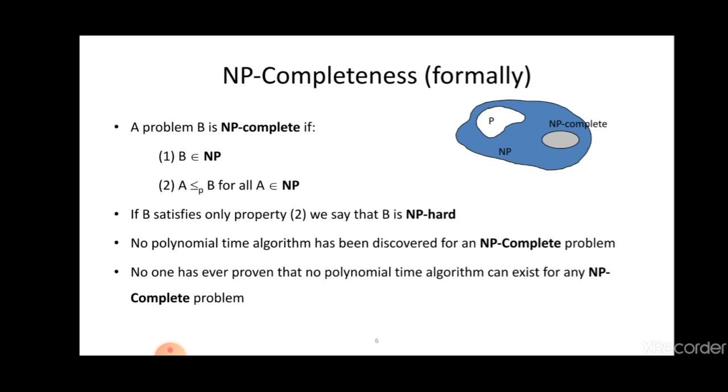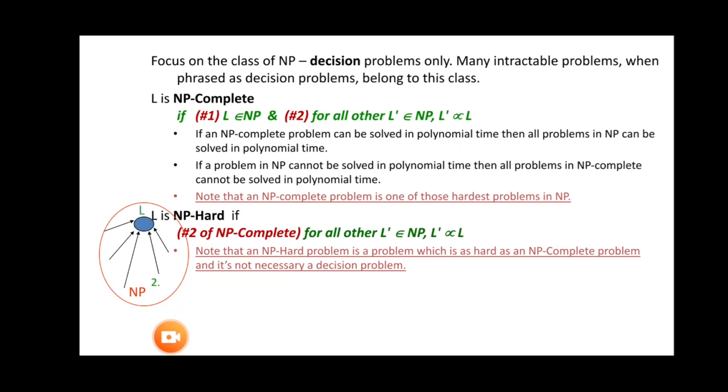If the given problem satisfies only the second property, then that problem is called NP hard. So NP complete means a given problem should satisfy both properties. If the given problem satisfies only the second property, then that problem is called NP hard. From this, no polynomial time algorithm has been discovered for an NP complete problem, and also no one has ever proven that no polynomial time algorithm can exist for any NP complete problem. So this is the definition of NP complete and NP hard.